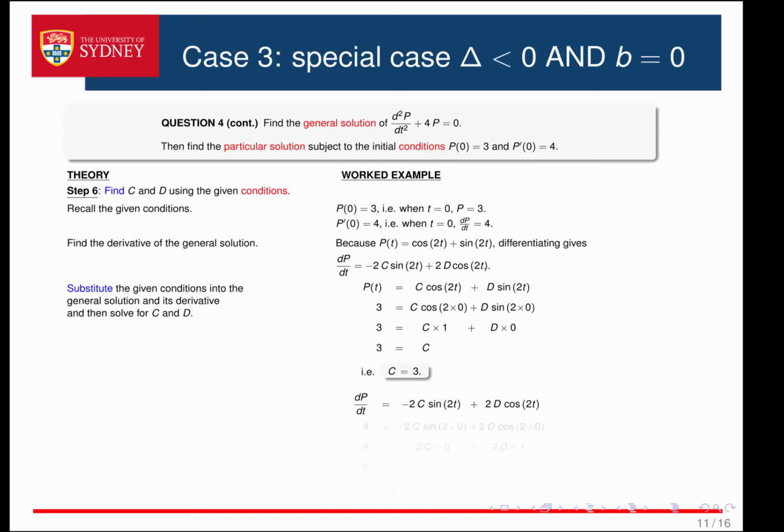Now recall that the second condition says that when t is equal to 0, the derivative dp/dt is equal to 4. Therefore, using the derivative of the general solution, we substitute 0 for t wherever t occurs, and substitute 4 for dp/dt wherever dp/dt occurs. This gives us 4 is equal to negative 2c sine of 2 times 0 plus 2d cos of 2 times 0. Now sine of 0 is equal to 0 and cos of 0 is equal to 1. So the right-hand side reduces to just 2d. Dividing both sides by 2, we get d is equal to 2. Thus we have found that c is equal to 3 and d is equal to 2.